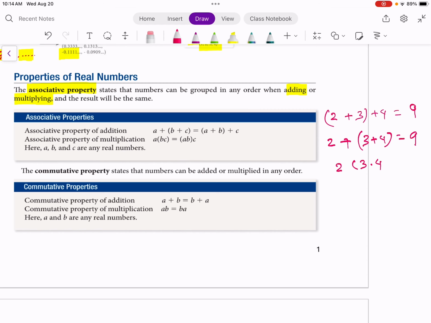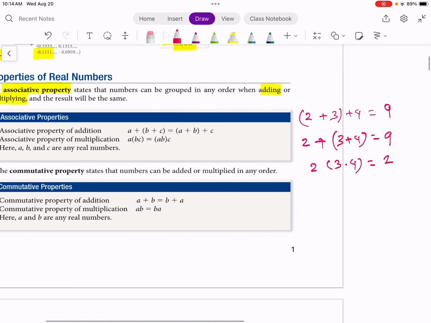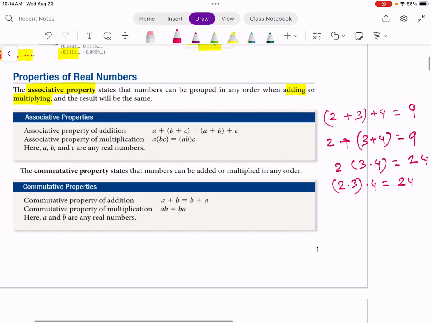In a similar way, 2 times 3 times 4, this is 24, right? This is the same as 2 times 3 times 4, which is 6 times 4, 24. Now here, if you multiply 3 and 4 first, and then 2, 3 times 4 is 12, times 2, 24, okay, that's one way. The other way, instead of multiplying 3 and 4 first, if you multiply 2 and 3 first, 6 times 4, 24, okay. So no matter how you group your numbers, adding and multiplying result in the same number. And this property is the associative property.